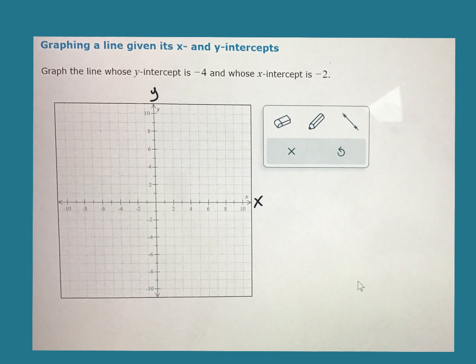So let's start with the x-intercept. It says the x-intercept is -2. That means along the x-axis here, our line would cross where x is -2. So that would be this point right here.